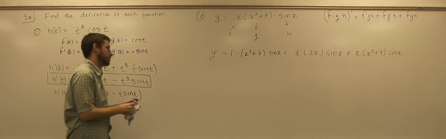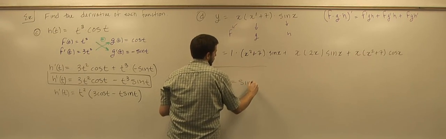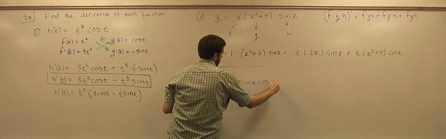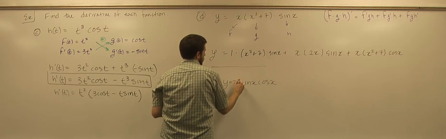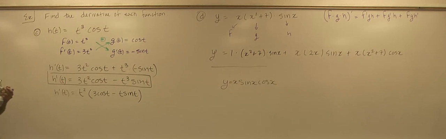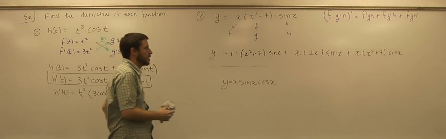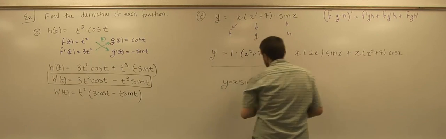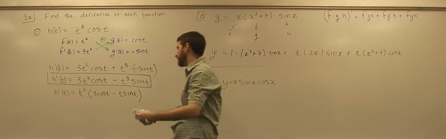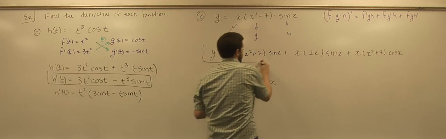But I could give you, if I really wanted to, y equals x sine x cos x, with an x out in front. You can't multiply anything. You win. So it's possible that I can make it so you cannot multiply things out, but I'm not super interested in doing that.